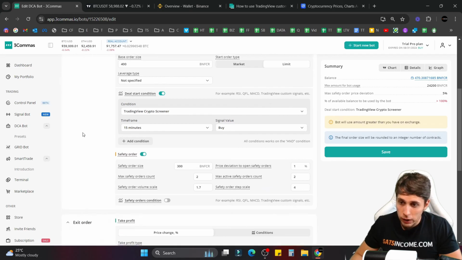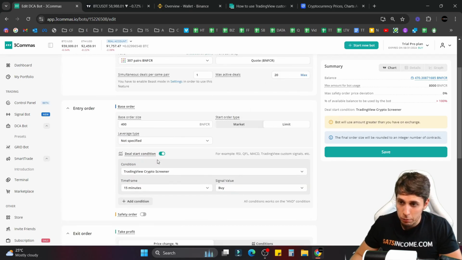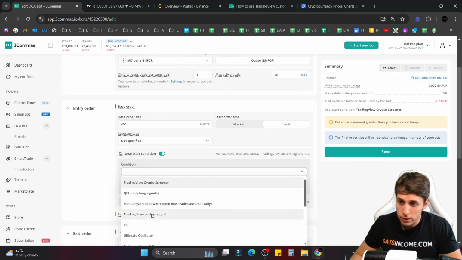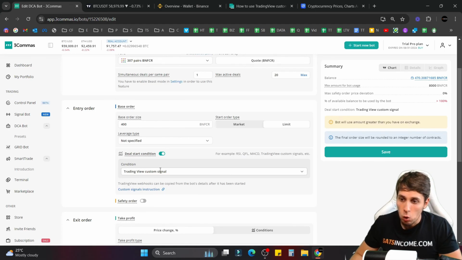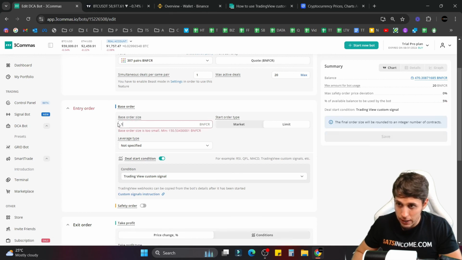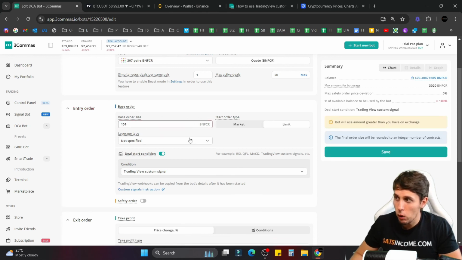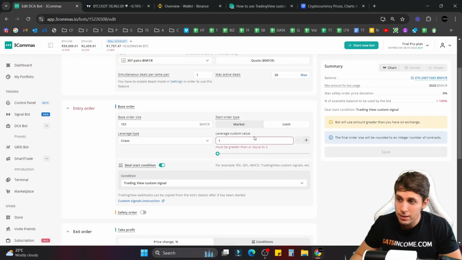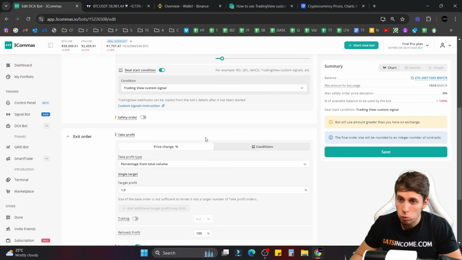Then if we go down here to the entry order, everything is pretty much the same. You guys know how you do this. You know that we disable the safety order, we enable the TradingView custom signal. Here you know that you have to adjust your position size. So in this case, it's gonna be $151 minimum position size. You have to type the leverage that you guys are gonna be using, market order, that's what we always do.